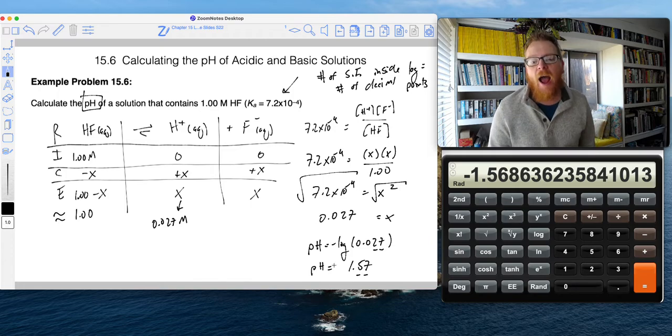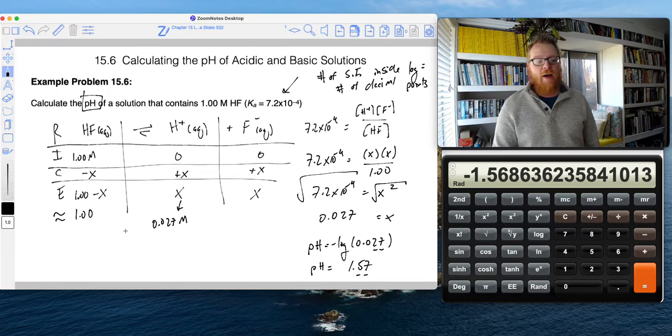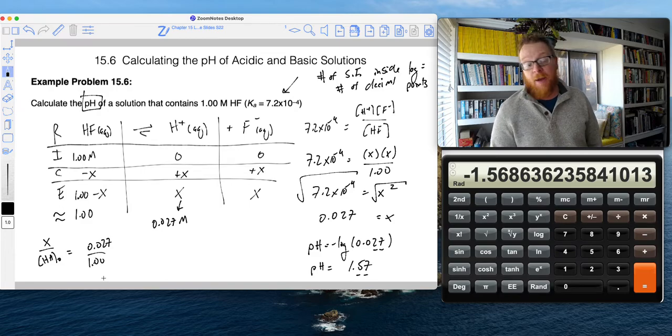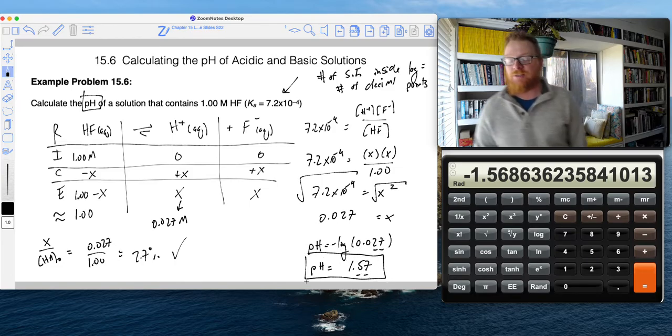Now, we don't know if this is our final answer or not because we do need to test the 5% rule. Our 5% rule says we take the value of x, divide it by the initial acid concentration, and we hope that that's less than 5%. So all of that's going to equal 0.027, that was the value of x, divided by 1.00, which is my HA concentration. And I can tell you right now that equals 2.7%. So that passes the 5% rule, and we can see our pH is 1.57.